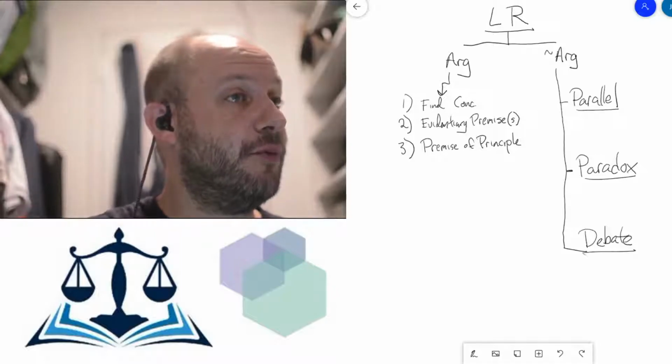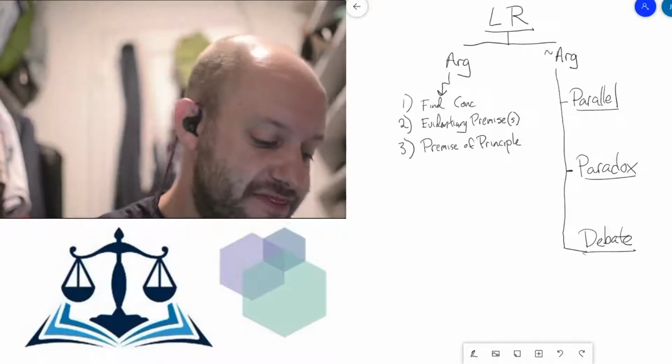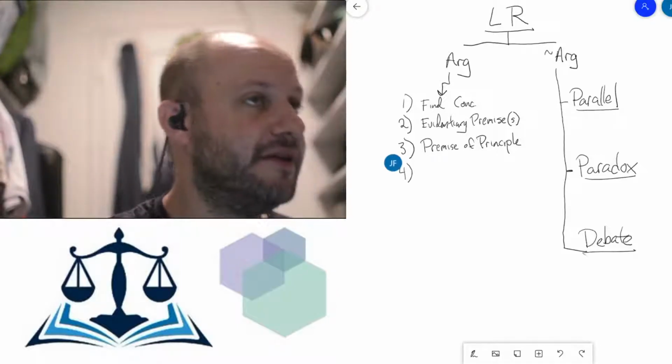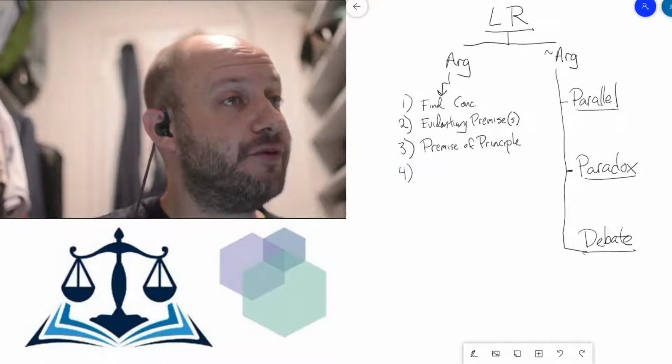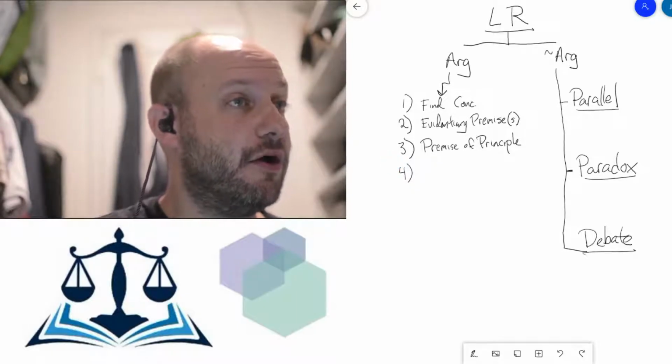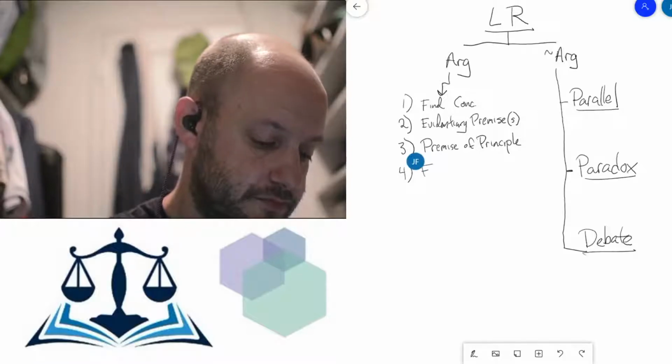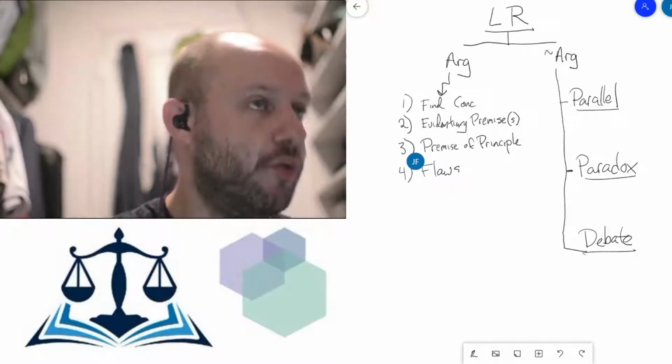So we have to figure out what those are, right? And then 9 times out of 10 at least, we have to identify flaws in the argument. What's wrong with this argument?